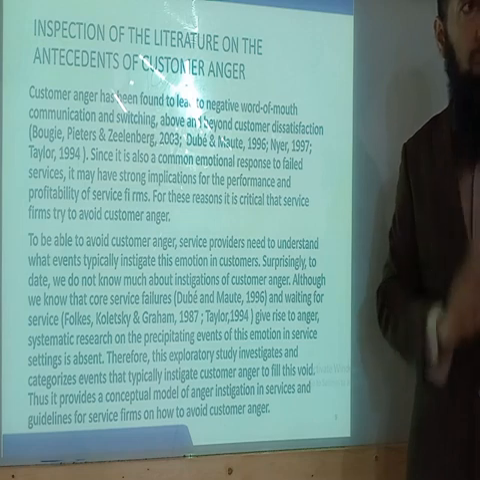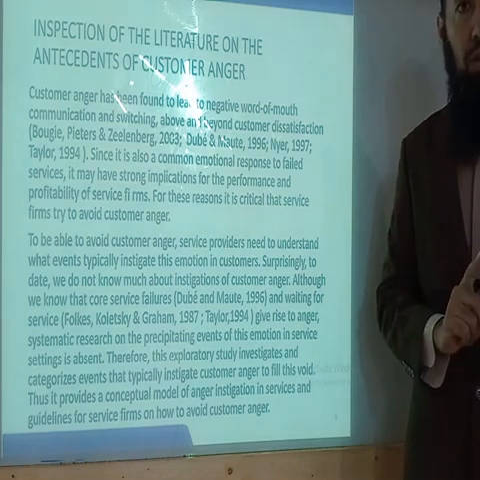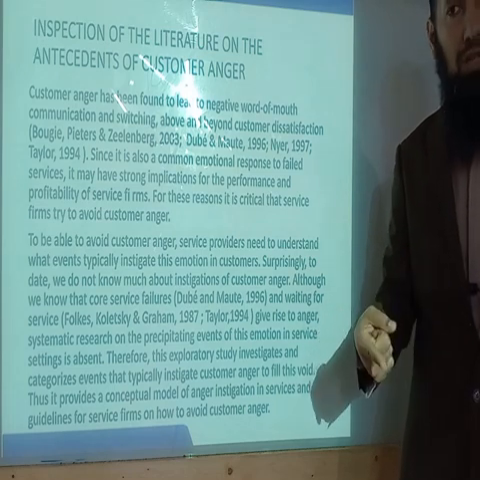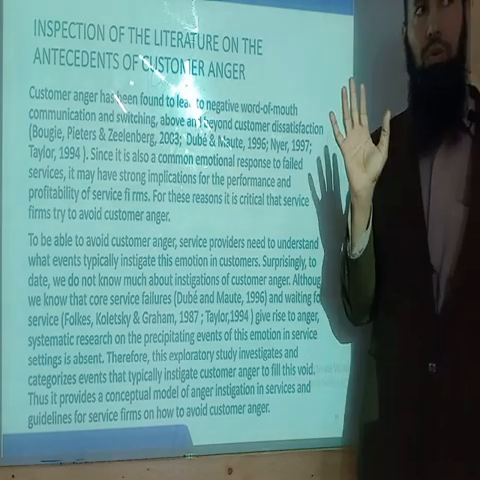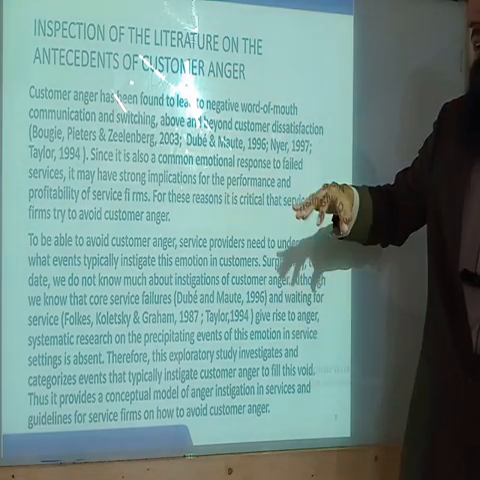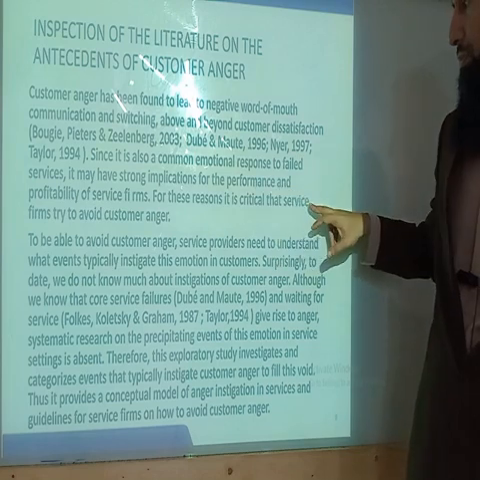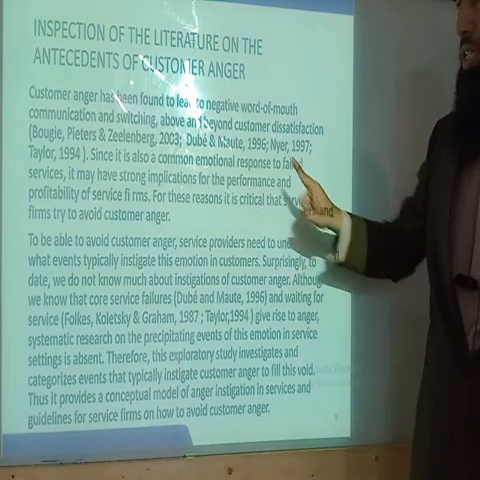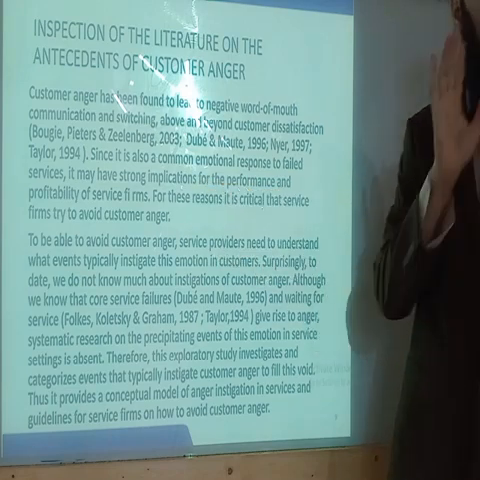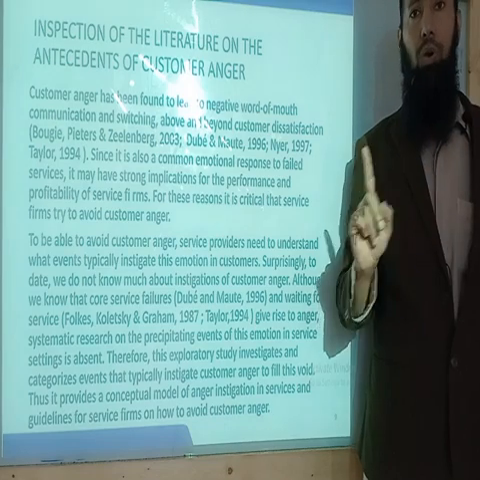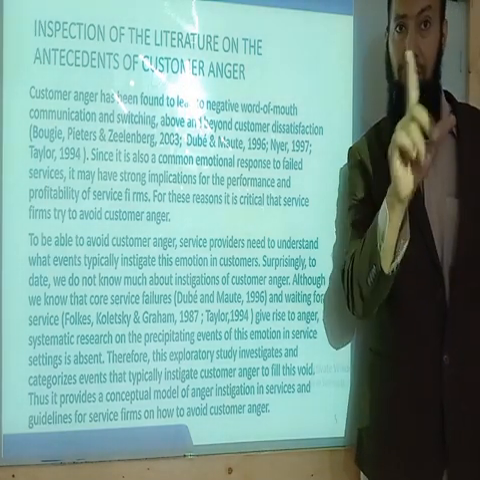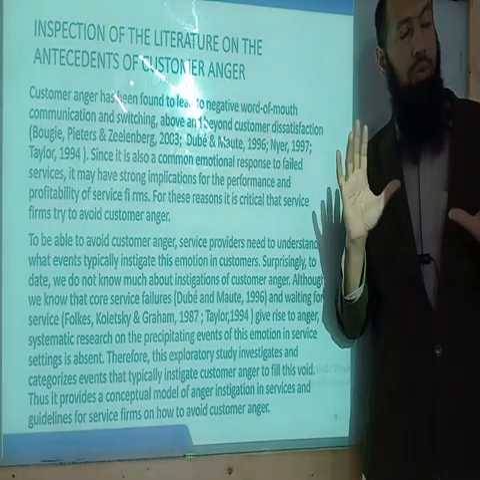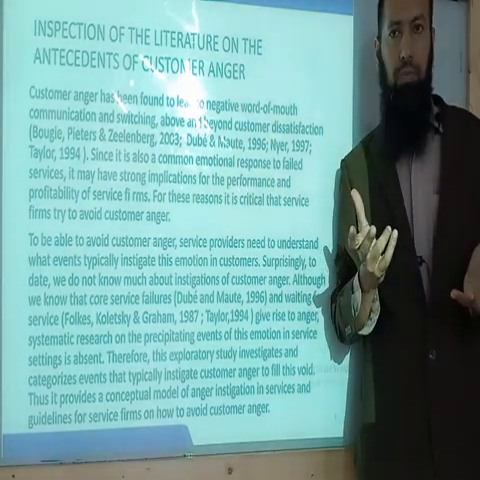You see, they are defining that the emotional response to failed services has a strong implication. So this is a critical one. Don't take it easy. This literature is saying don't take it easy. Strong implication for the performance and profitability of service firms. Customer switching is there, or the infrequency of customers. Customers will not come frequently to you, so your profitability will fall. It is very important that service firms try to avoid customer anger. There must not be any anger at all, specifically for a service firm. So you see, the literature is telling you the criticality of the situation.